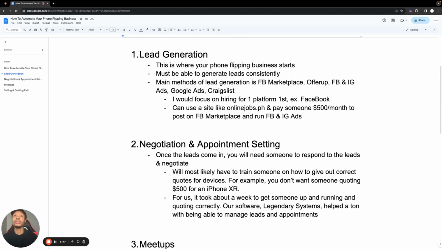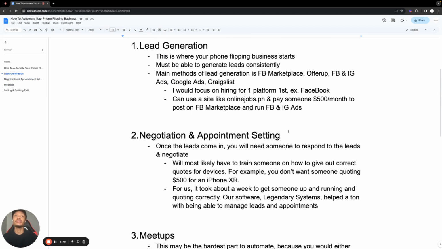So we handle number one and number two, which of course takes up the most time, because think about it, if you have multiple leads coming in per day, someone has to be responding to those leads and it's speed to lead, right? The quicker you can respond, the more likely you're gonna be able to meet up with them. You want to try to meet up with them as soon as possible. So these two are going to take up a majority of the time.